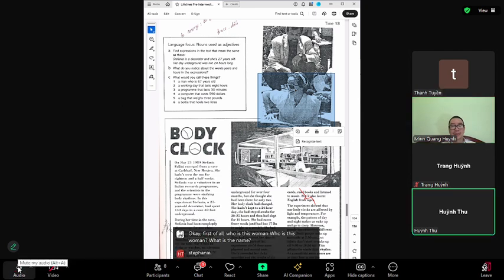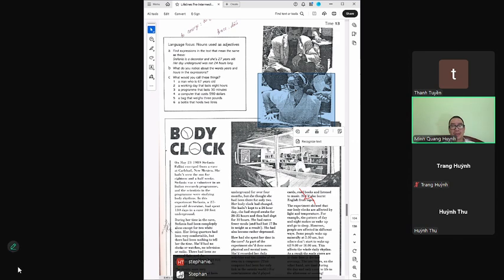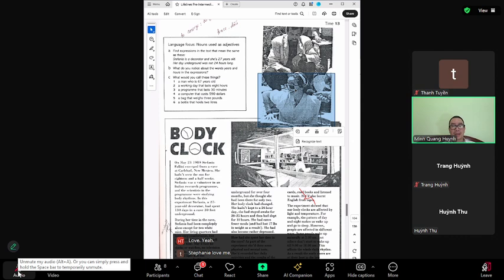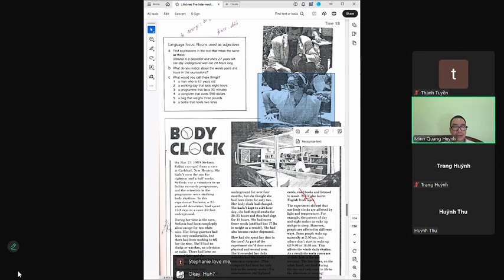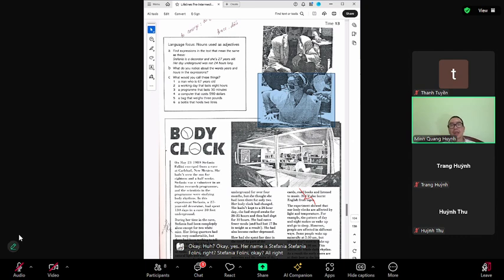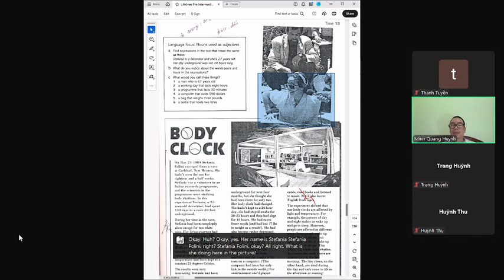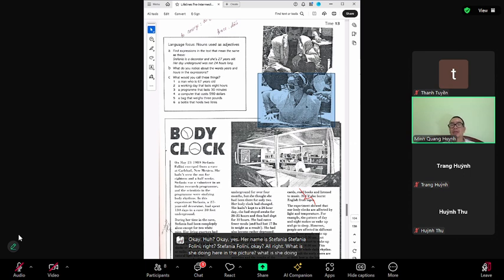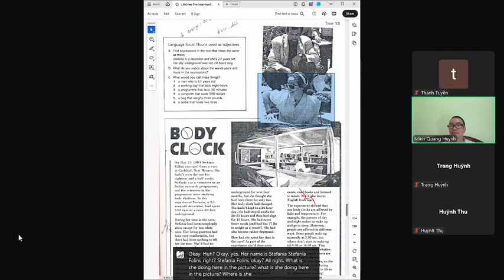Stephanie. Stephanie Lovely. Okay, yes. Her name is Stefania Follini, right? Follini. Stefania Follini, okay. All right, Follini, what is she doing here in the picture? Where is she coming from?